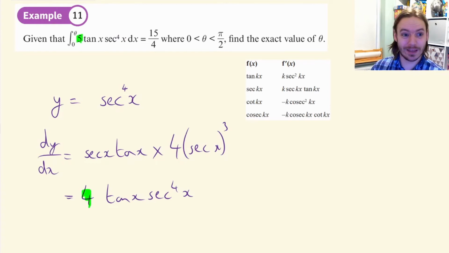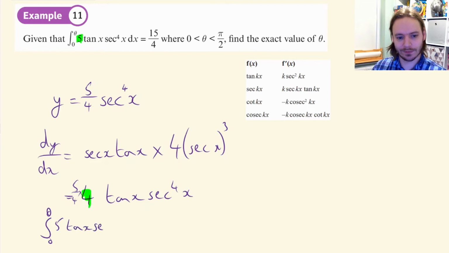How do I turn a 5 into a 4? Well, I multiply it by 5/4, because that will clear the 4 out and bring a 5 in. So I've solved that first part of the problem. The integral of 5 tan x sec to the power 4x is just 5/4 of sec to the power 4x.